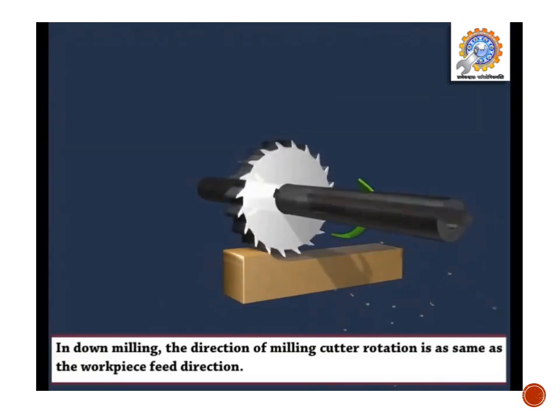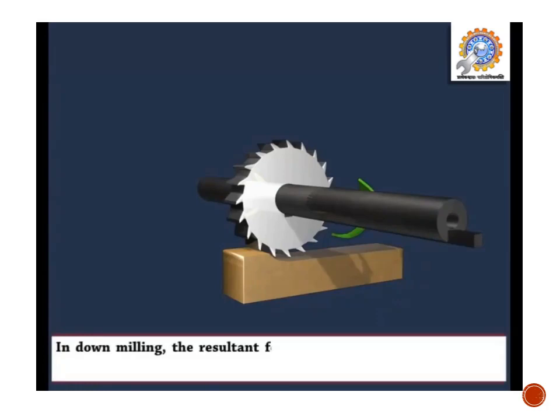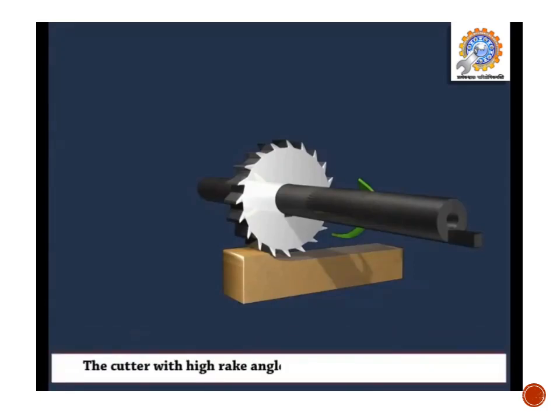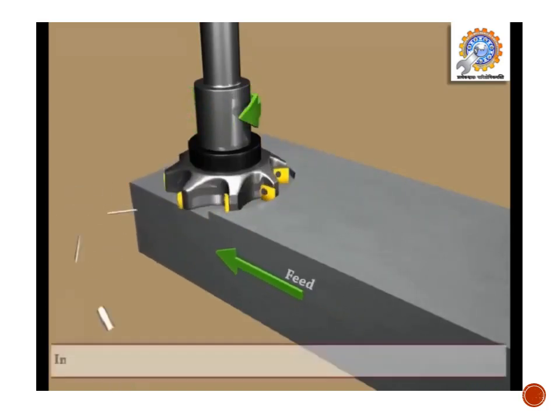Such that the removed chips will be removed outside, and in down milling, the resultant force presses the workpiece against the base. The cutter with the high rake angle can be used for down milling operation. So a highly precise, neat operation is performed.